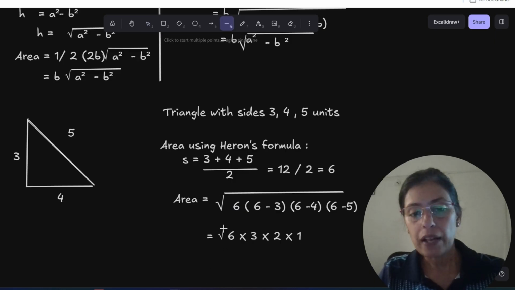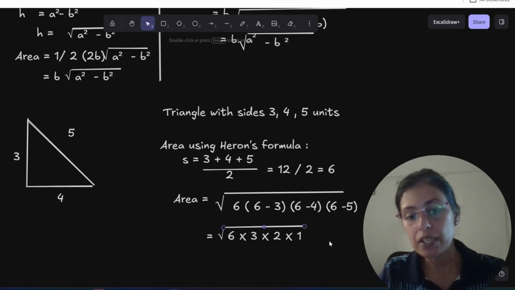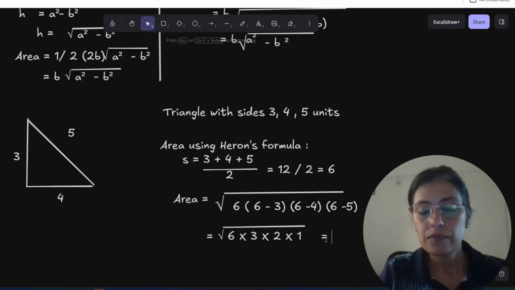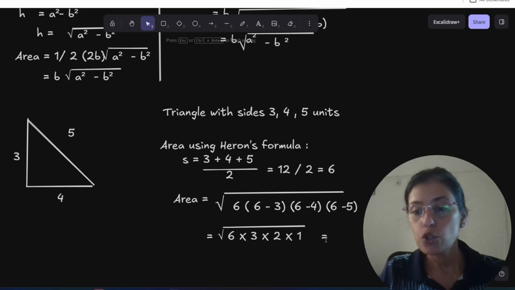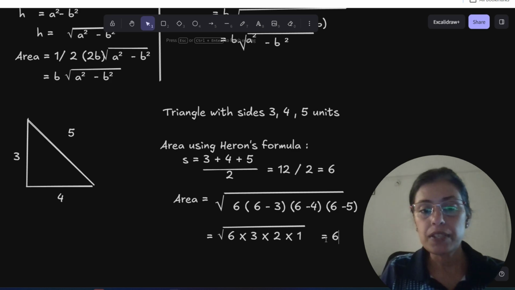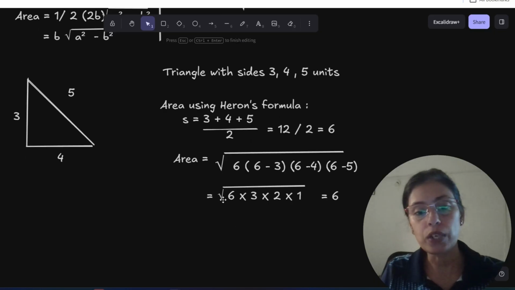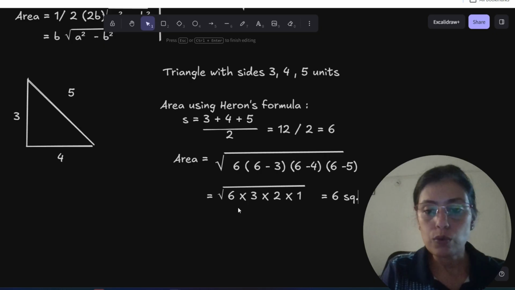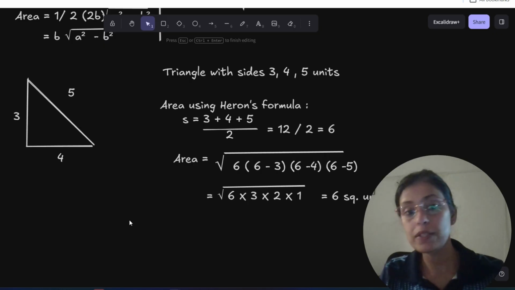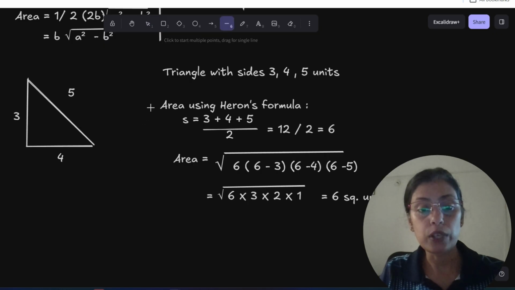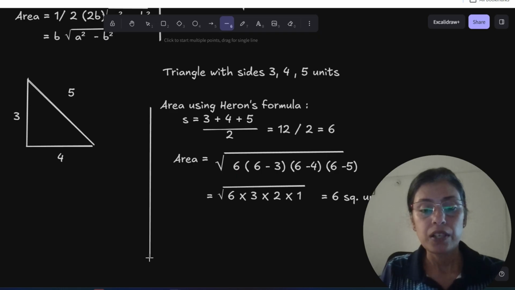So if you calculate it, you see that it is 6 into 6, which is 36, and the square root of 36 is 6. Okay, so this means the area is 6 square units, right? So let me write square units. You should not forget to write the unit. It's the most important thing. Now let's calculate it using the base into height method.